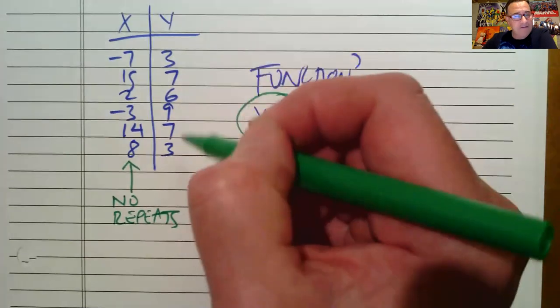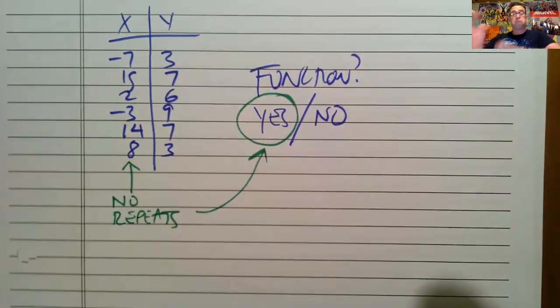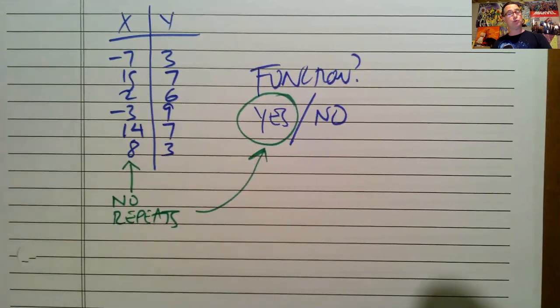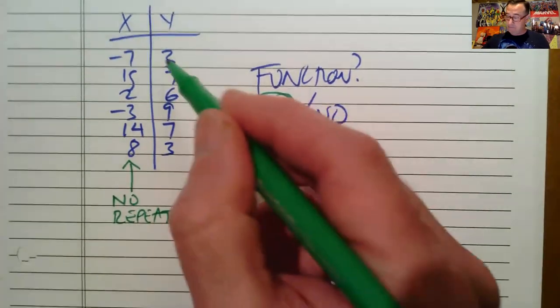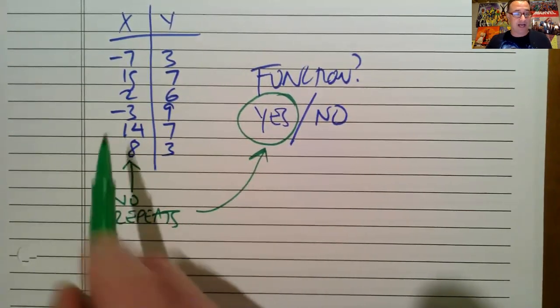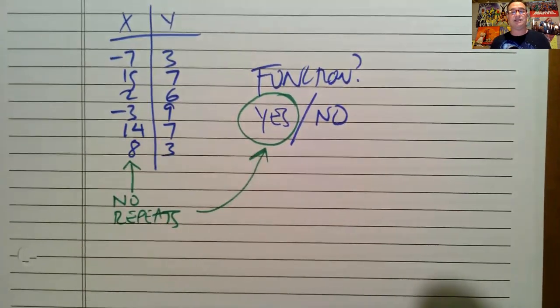We do have y values that repeat. That does not matter for it to be a function. It's okay for a y value to repeat. This is okay. 3 and 3 is okay, 7 and 7. The only thing that matters is the input, or the x. There's no repeats. Yes, it is a function. Okay? Does that make sense?